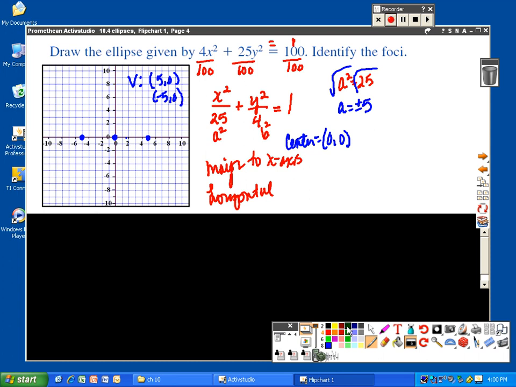To get my co-vertices, I would use my b squared. B squared equals 4. So what would b be? Square root both sides. b equals plus or minus 2. That is plus or minus 2 off of the center. Since my major axis was x, my minor will be y. So I must move up and down 2. Up 2, down 2. That makes my co-vertices at 0, 2 and 0, negative 2. Now you should be able to draw an ellipse.